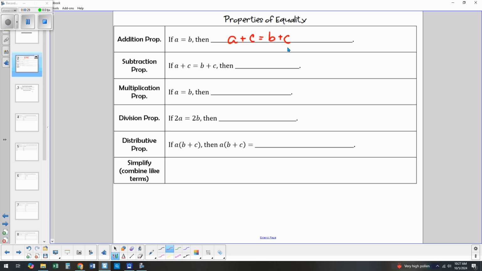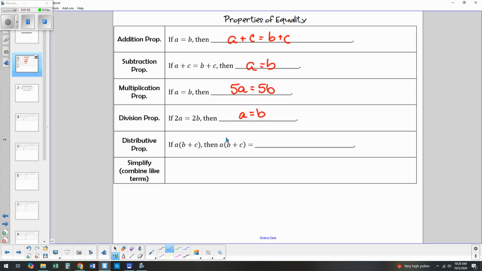The subtraction property: if I had two things that are equal, I could take away something from both sides, and that would be subtraction. Multiplication: if I knew that A equaled B, then I can multiply both sides by, let's say, 5. So I could have 5A equals 5B. The division property: if I knew that 2A equaled 2B, if I divided both sides by 2, then A would equal B. So notice for all four of these, they all had to do with doing something to both sides of an equation.